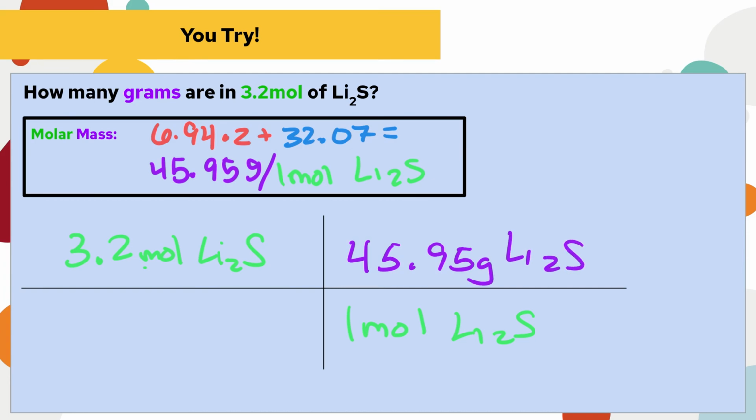Then these will cancel. We're left with 3.2 times 45.95. It equals 147.04 grams Li2S.